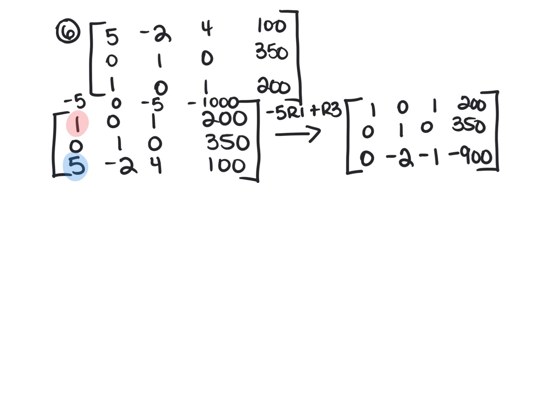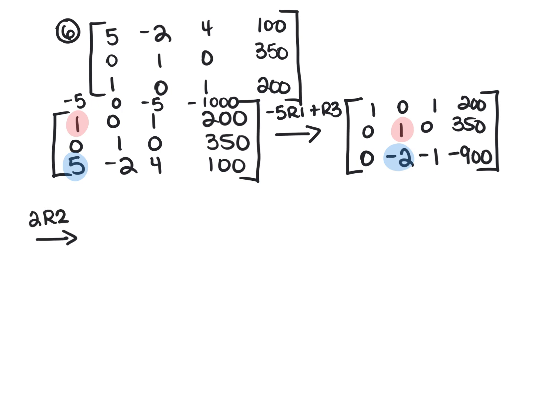So then I have a 1 in the second column, second row. I have a 0 up above it, so that part's good. So now I'm looking at negative 2. I need to change that into a 0. So I'm going to take the second row and multiply it by 2. So 2 times row 2. I'm going to do this up above.